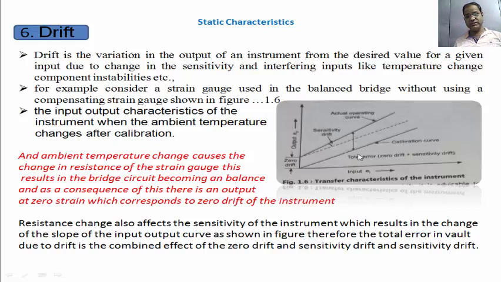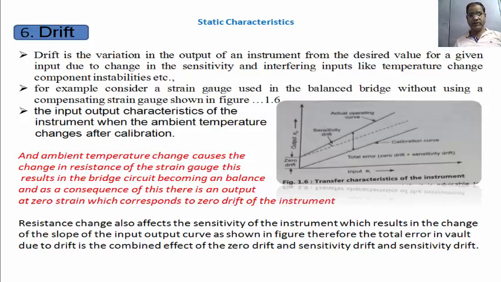So how much they change, that is your total error. That is the zero drift from origin. How much it is shifted? This much is zero drift, plus sensitivity drift. So zero drift plus sensitivity drift, you get the actual operating curve. That is when you are measuring with changing ambient temperature. The change causes a change in resistance of the strain gauge. This results in the bridge circuit becoming unbalanced, and the consequence of this is an output at zero input, which corresponds to zero drift of an instrument.